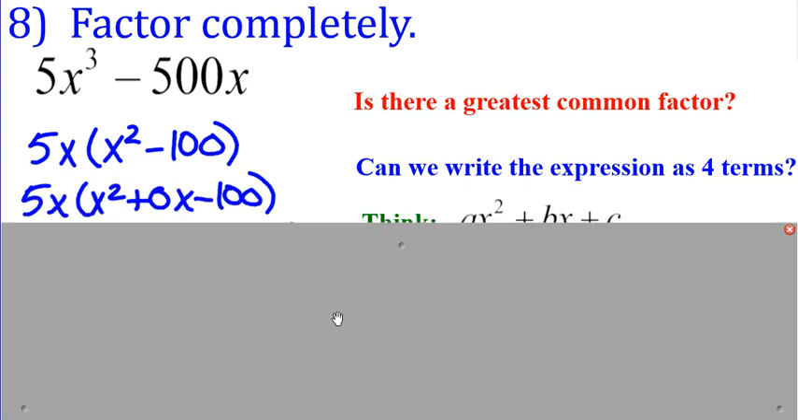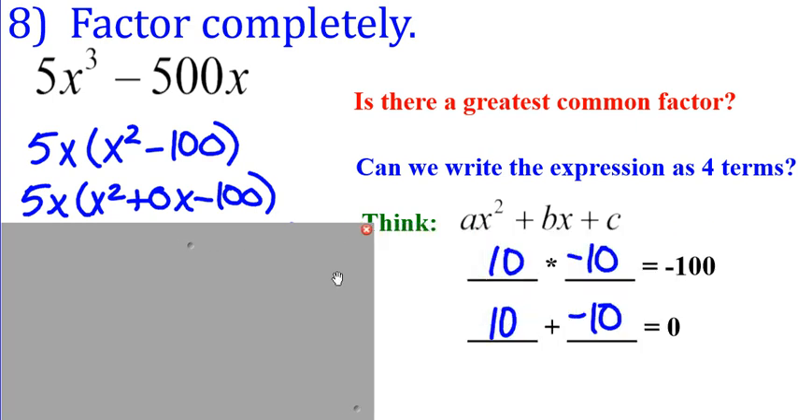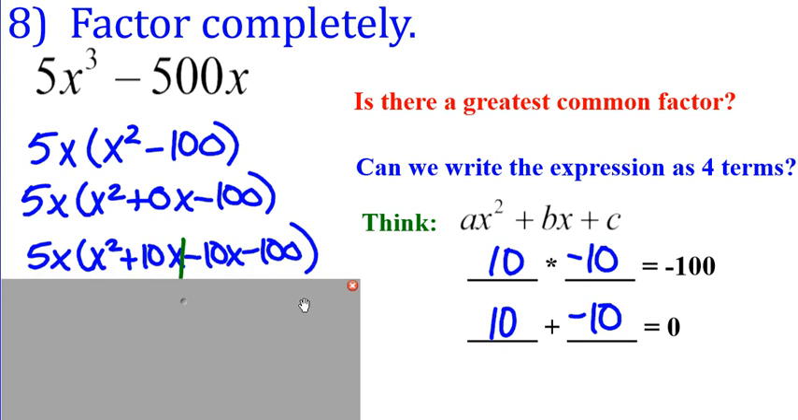And so we're going to think leading coefficient times the constant. What times what gives us negative 100, and what plus what equals 0. So again, same amount, but one will have to be positive and one will have to be negative. And I know 10 will work for each of those. So using a positive 10 and negative 10, we're going to rewrite that trinomial into 4 terms. We like having 4 terms because we can split them into pairs.